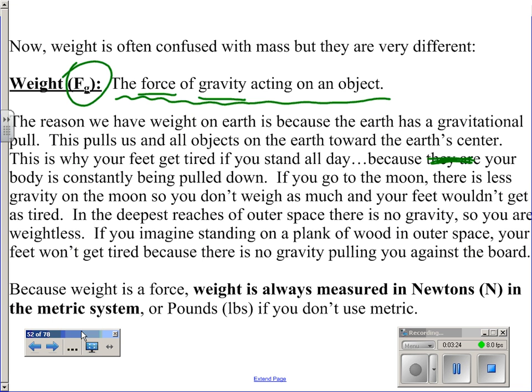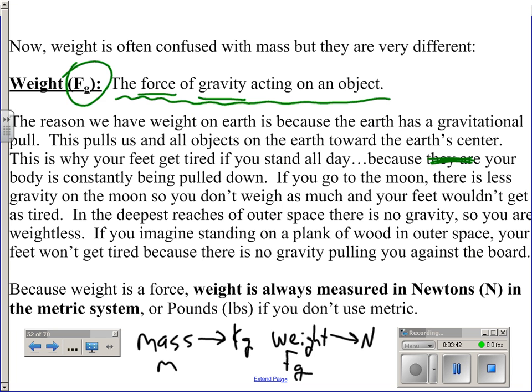All right. So at this point, what you should be thinking is, okay, so mass is always measured in kilograms, and weight in this class is always measured in newtons. Mass is m. Weight is, what's the definition? Oh, force of gravity. Okay. So there we go.